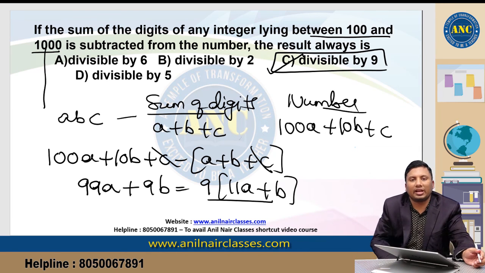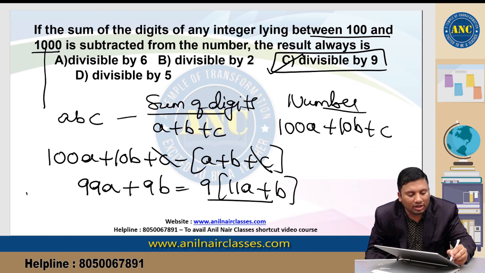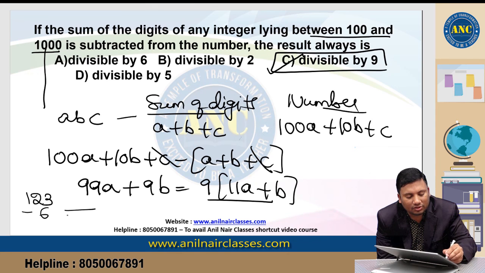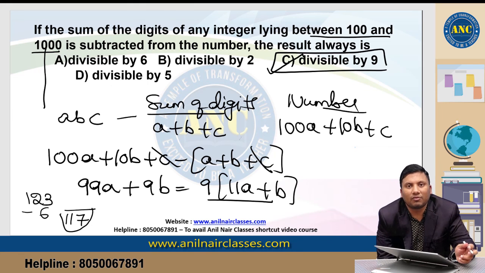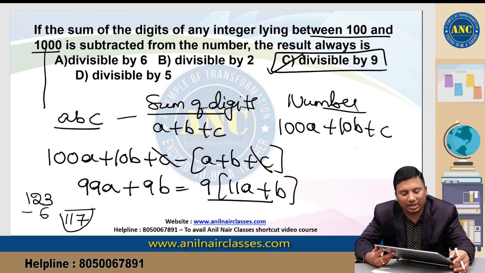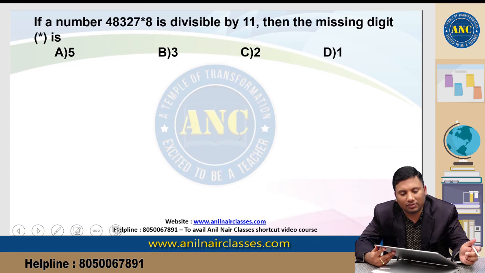You can also take a simple number and check it out. 123 is the number. 123 minus the sum of the digits gives 117. What is the sum of the digits of 117? 1 plus 1, 2, 2 plus 7, 9. You can take a dummy number and check it out, or you can take a generic number and check it out. Idea clear, right? Next one.